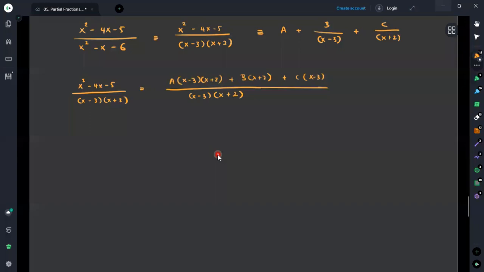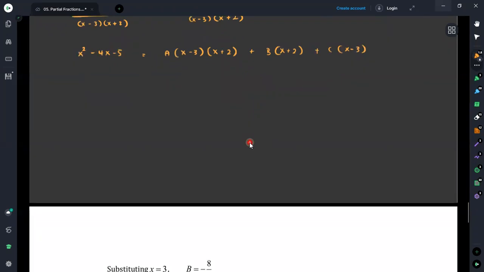Now we can see that the denominators are equal, so we can simply equate the numerators. Then we get x squared minus 4x minus 5 equals a times x minus 3 x plus 2 plus b times x plus 2 plus c times x minus 3. Now we need to find the three terms a, b, and c.